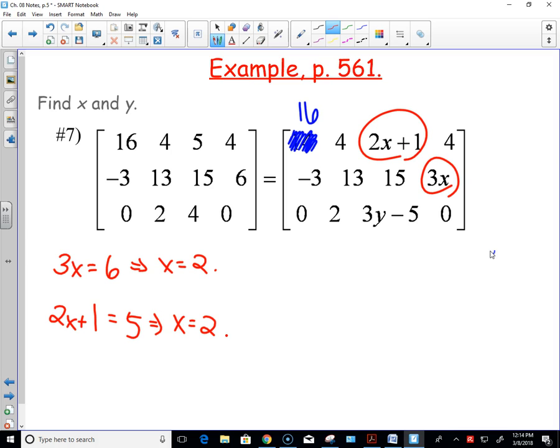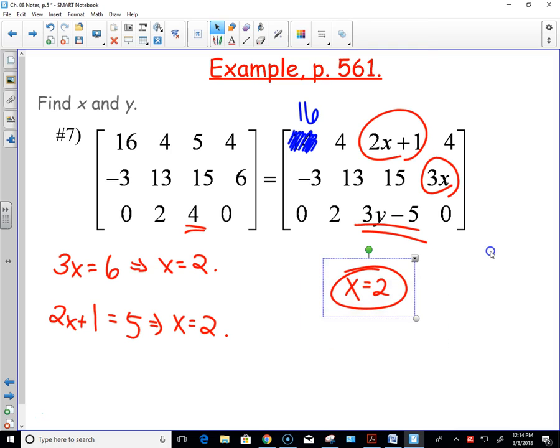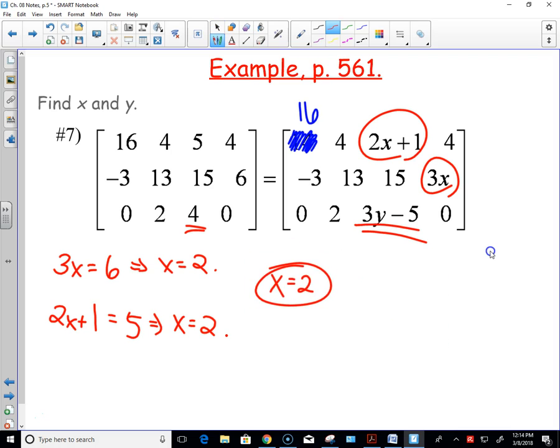Are we okay? Yeah, it's the same thing. So x does equal 2, but what else were you supposed to solve for? Okay, so where's y? Good. 3y minus 5 is supposed to equal 4. Any of you guys mental mathed it yet? Good. Add the 5, you get 9. 9 over 3 is 3.